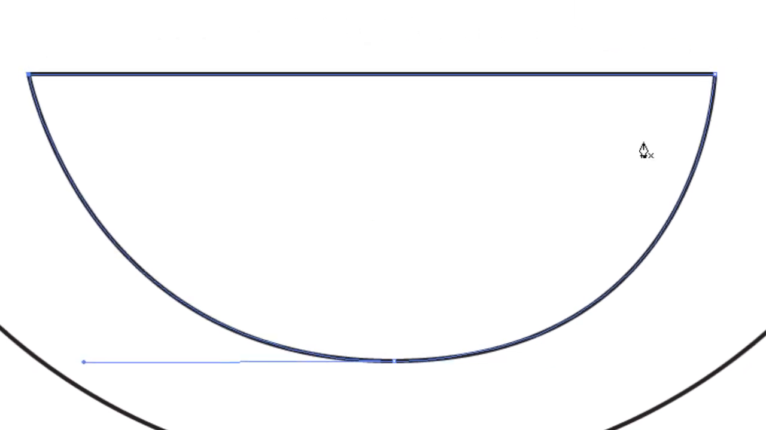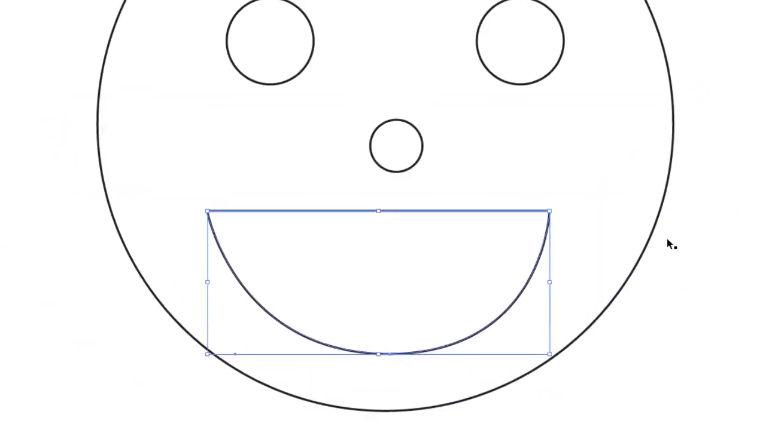I click up here, and it finishes the curve. It automatically calculates using math, using vectors, what the rest of that curve is. And finally, when I click over here, it completes the smile. And that is an award-winning smile.